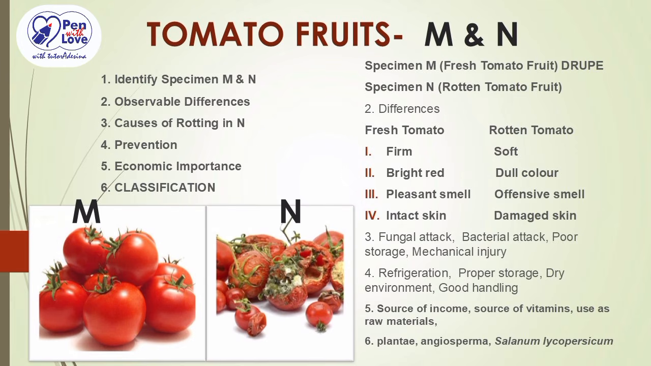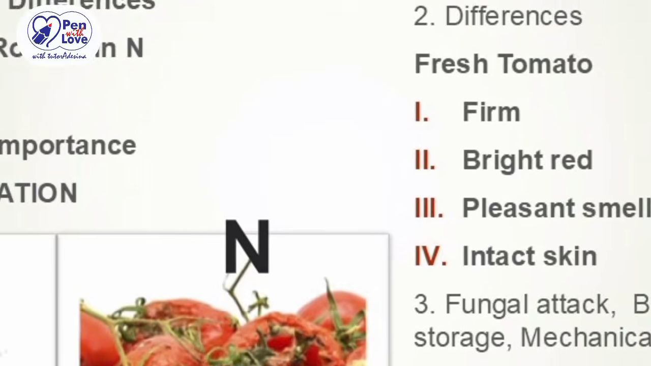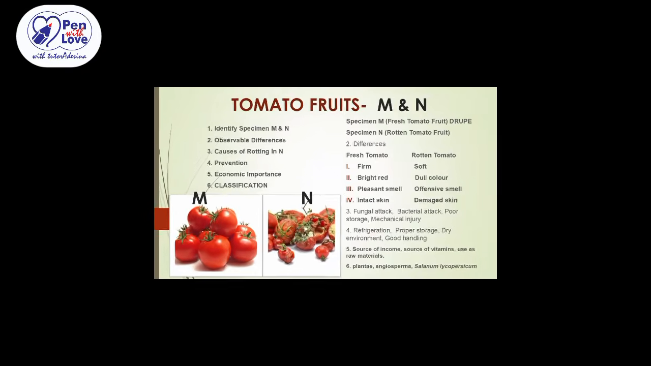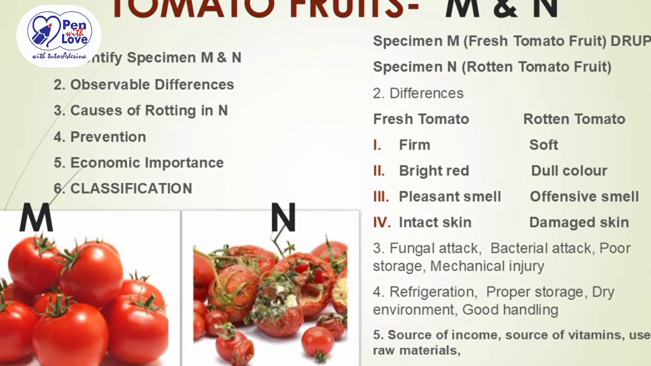rotten. So they can ask you, how can we prevent this so that we are not going to have specimen N? You can refrigerate it, proper storage, dry environment, good handling, and some other things you can think of that we can use to prevent rotting.